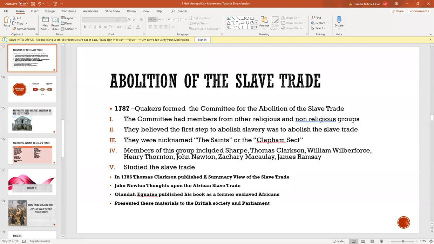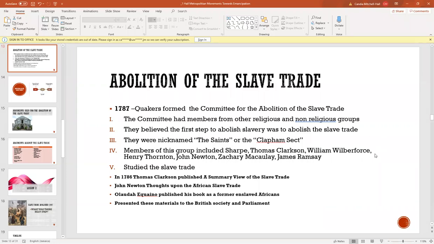enslaved people. And somehow God spoke to him and he discovered that he was a wretch because all the evil that he did to the Africans was so wrong. So he was convicted, and he joined the movement to try and free the enslaved people. And all of these persons here joined the movement.